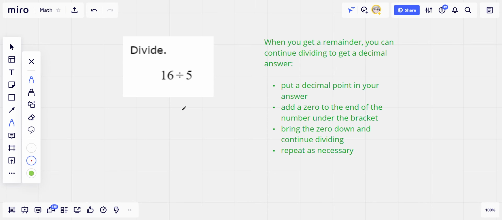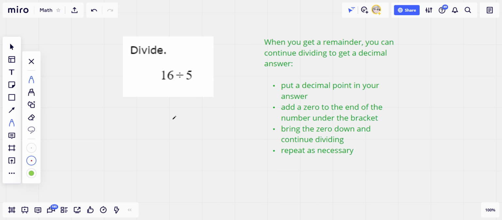When you've done long division in the past, you've probably understood that sometimes you don't get a remainder, and that means the thing you were dividing was exactly divisible by whatever you were dividing by. But then sometimes you get a remainder, and that's sort of where you stop. You say, oh, the answer is 2 with a remainder of 1 or something like that.